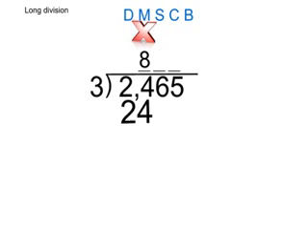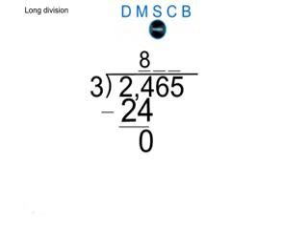The next step is to multiply. We begin by multiplying 8 times 3, and that equals 24. The next step would be to subtract, and we would get 0. Another thing to point out is to make sure that we are lining our numbers up, our answer, right below where we put our 8. So our 24 lines up perfectly with that.